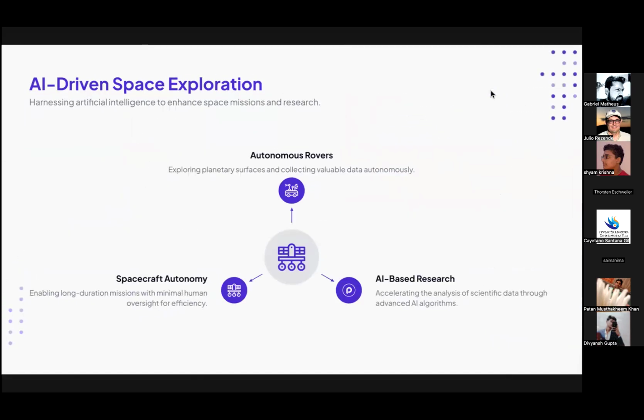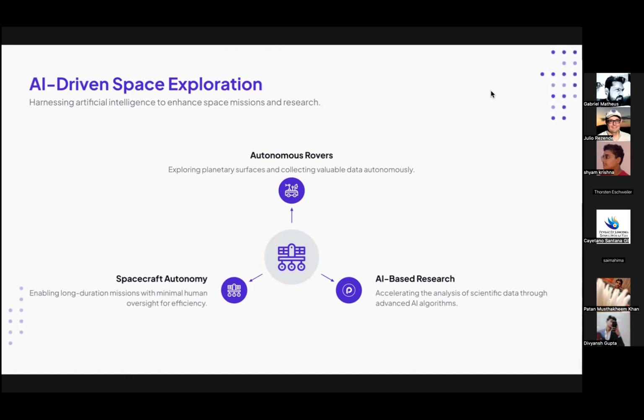Now, coming to AI-driven space exploration: harnessing artificial intelligence to enhance space missions and research. How we can use autonomous rovers. What is meant by autonomous rovers is that they navigate automatically on that particular planet. For example, there is a moon rover, or the Mars rover, which can move, take images or gather soil automatically, and use the data to take actions without any human intervention, as I said previously in my other presentation.